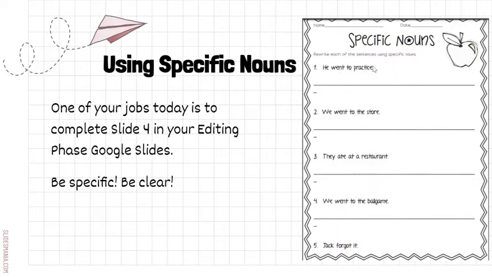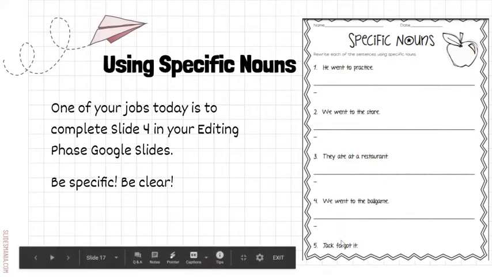He went to practice. Who is he? What practice? Does he play baseball? Does he play soccer or basketball? Is he in a play? Is it a play practice? What is he doing? Where's he going? We went to the store. Who's we? You and your family? You and your friends? Who? What store? They ate at the restaurant. Who's they? Is it somebody's family? Is it a group of possums? Who's eating at this restaurant? What restaurant are they eating at? Are they at Chipotle? Are they at Olive Garden? Where are they? Tell me.